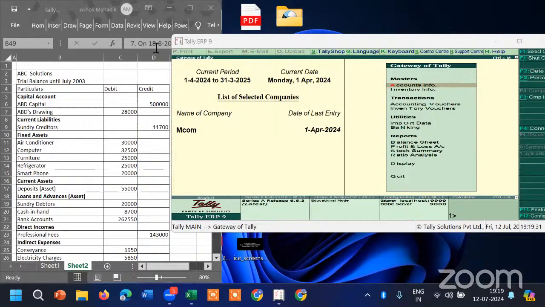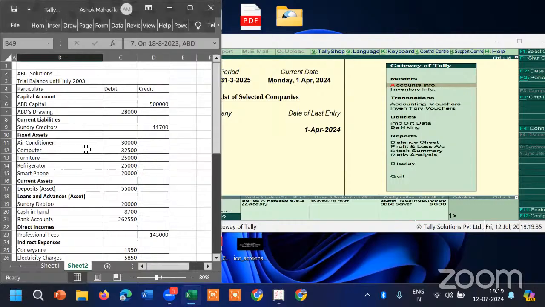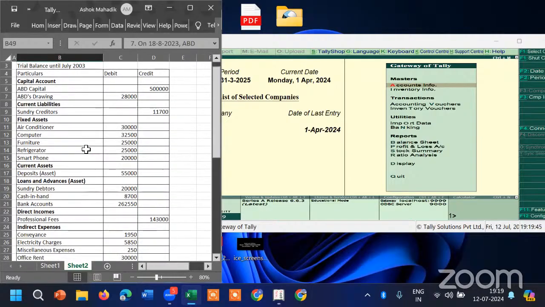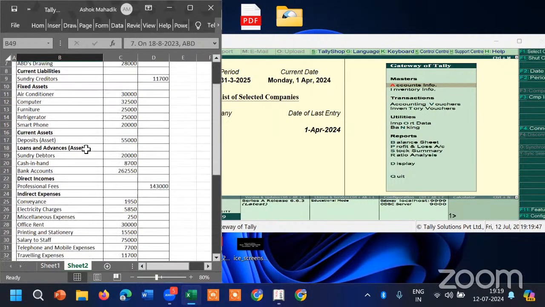Today I'll be teaching you one sum with the help of Tally package. The sum will have a trial balance and some adjustments. So let us start. Let us go through the question first. The question is, the trial balance is given to you as on July 2003. You can read through the trial balance.